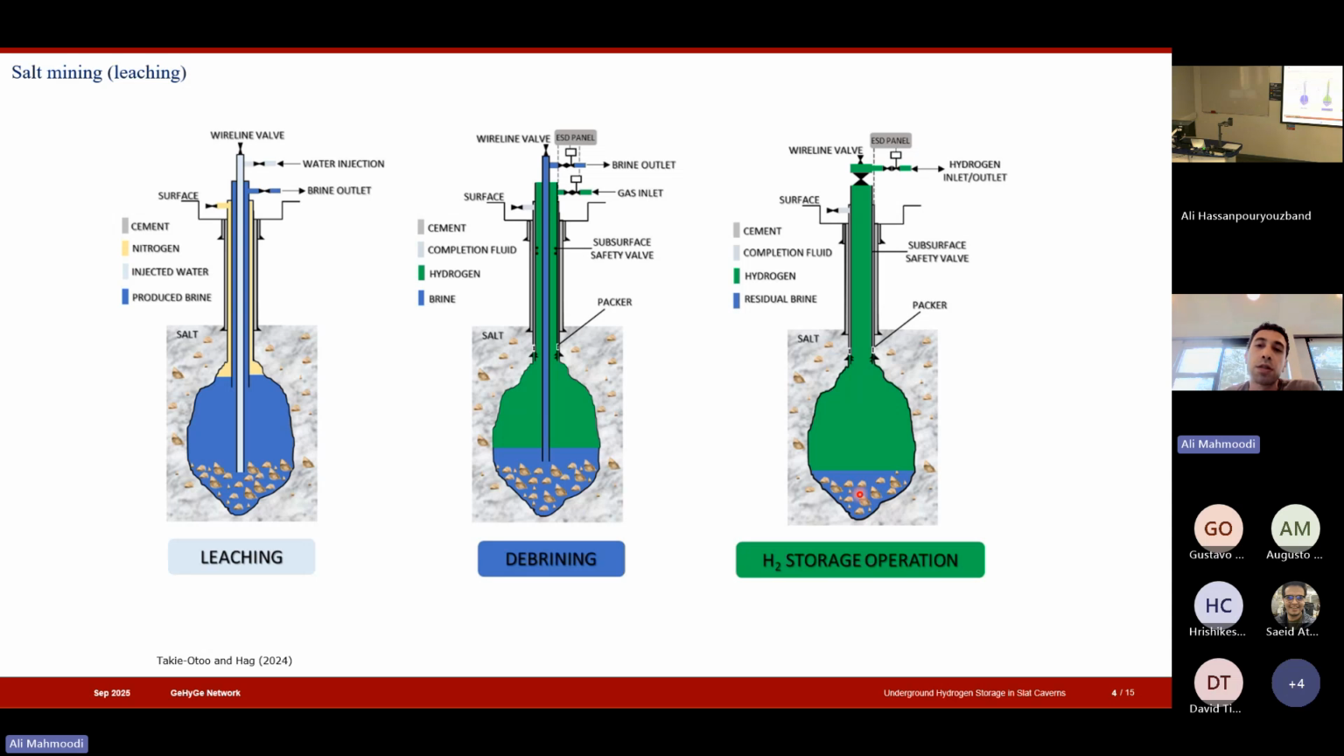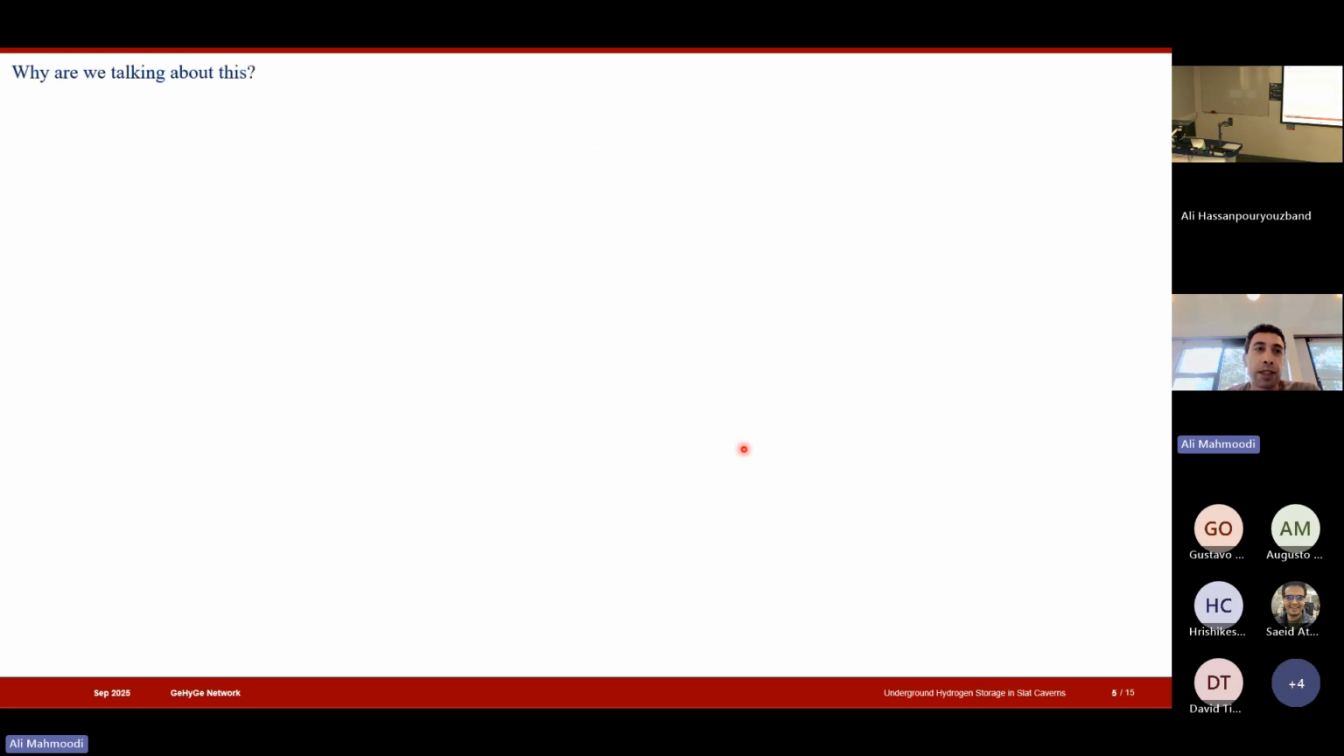And in this brine, usually there is insoluble debris accumulated at the bottom of it, and this is important for us. You'll see why in a bit.